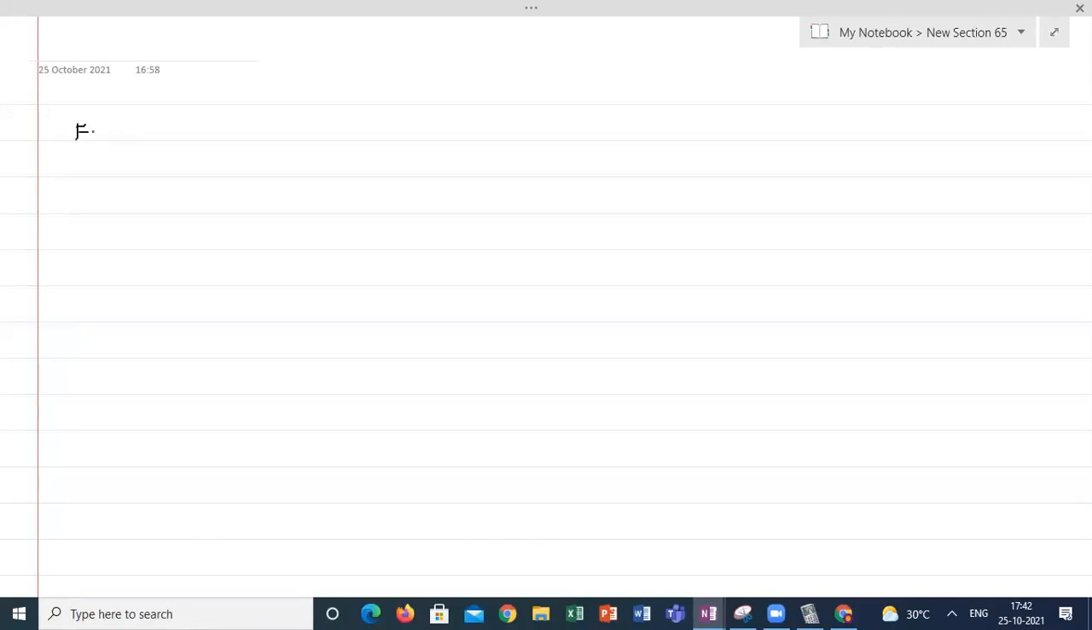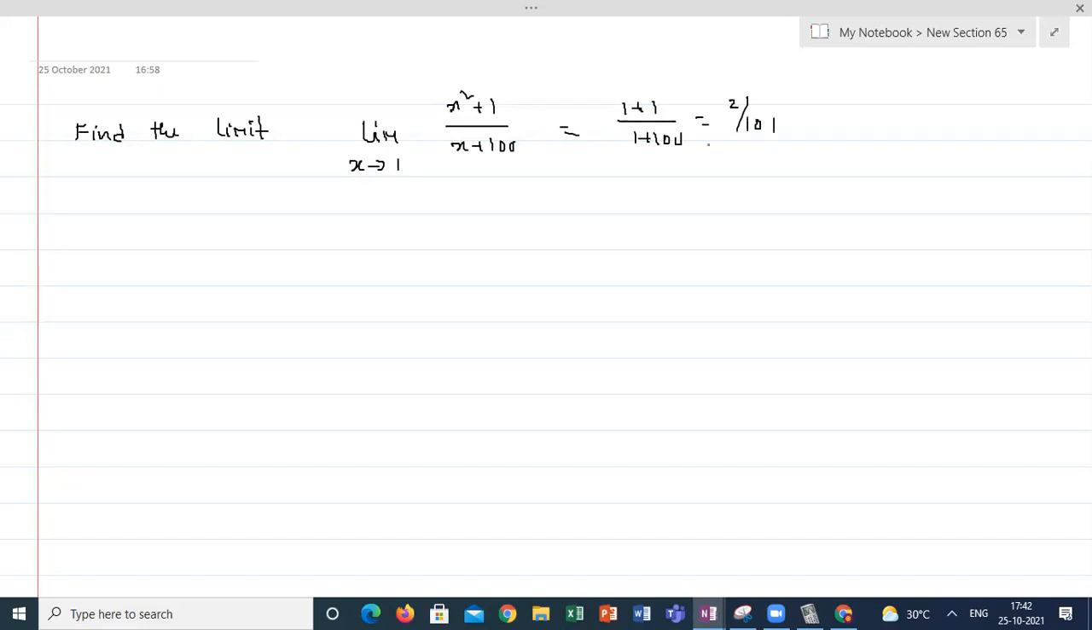Find the limit x tends to 1 of x square plus 1 by x plus 100. What is the answer? Straight away 1 plus 1 by 1 plus 100. The answer is 2 by 101. Correct? Yes, sir.